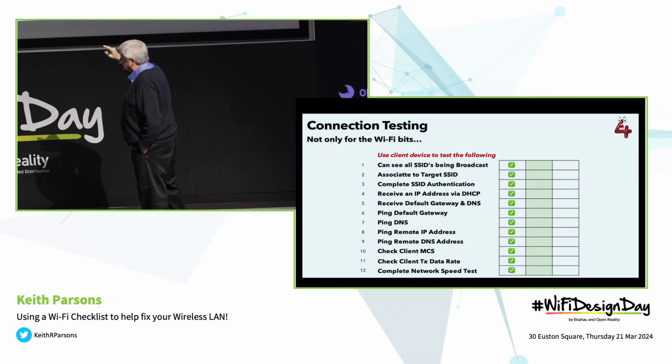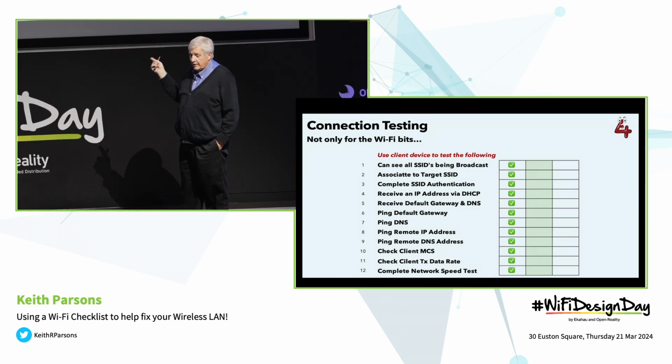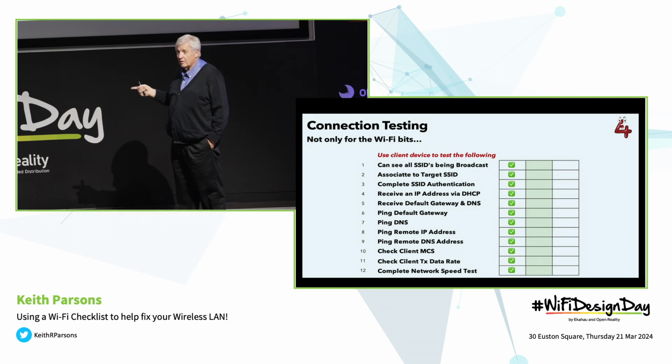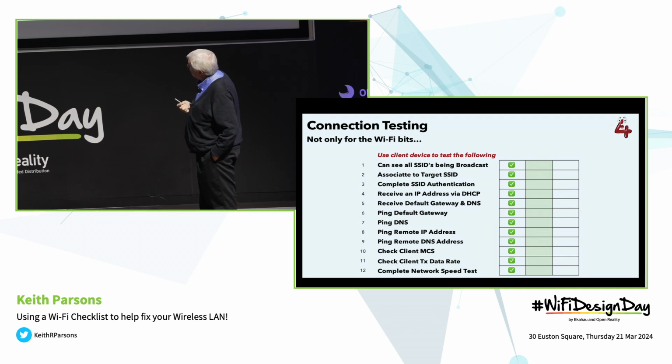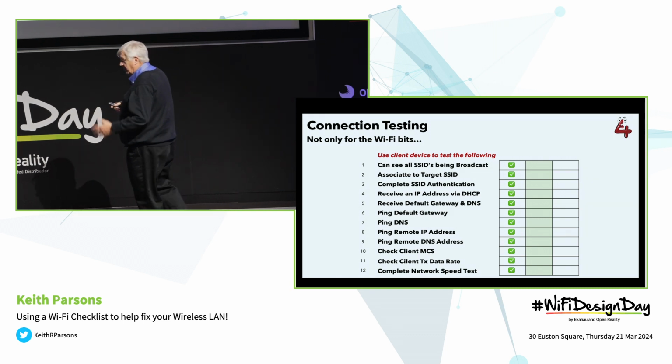You check your MCS, you check your rate, and then you do a speed test. All of which say that the network's working. But how many of these are wireless? Like the first 3. But if they fail, it's still going to be a wireless problem.